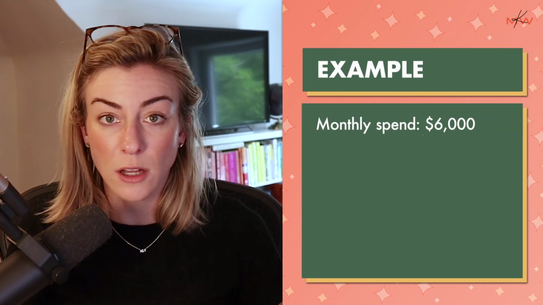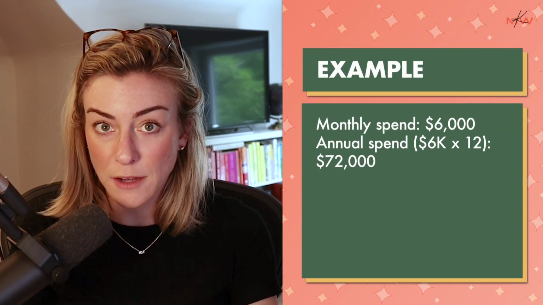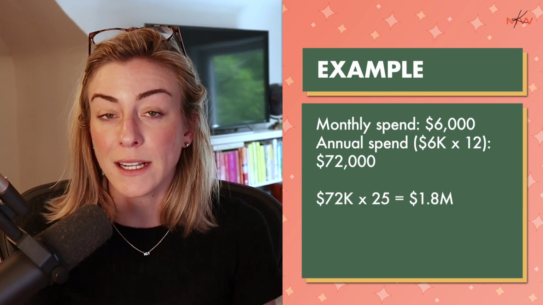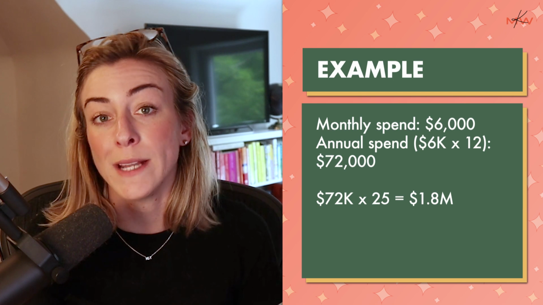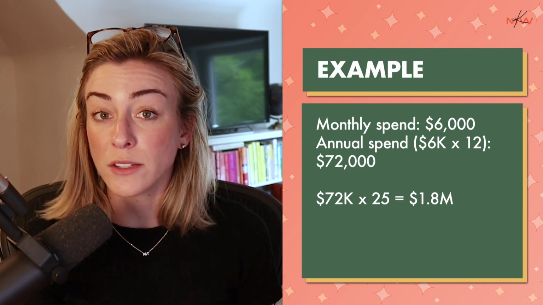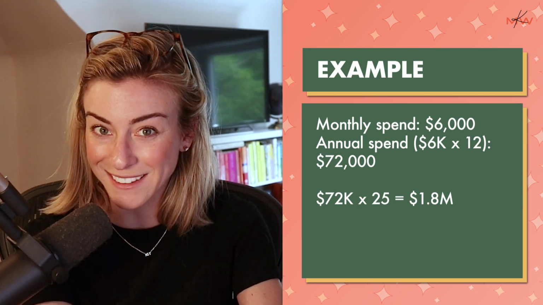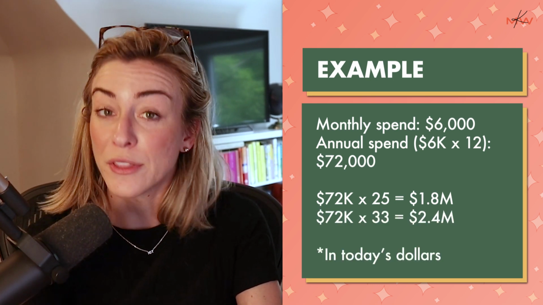multiplier. For example, if you currently spend $6,000 per month, you'd multiply that 6,000 by 12 to get the annual amount, and then multiply by 25. That's going to give you your lower bound, or about 1.8 million. If you want to see what the more conservative withdrawal rate would be, you'd go 6,000 times 12 to get the annualized spending times 33.